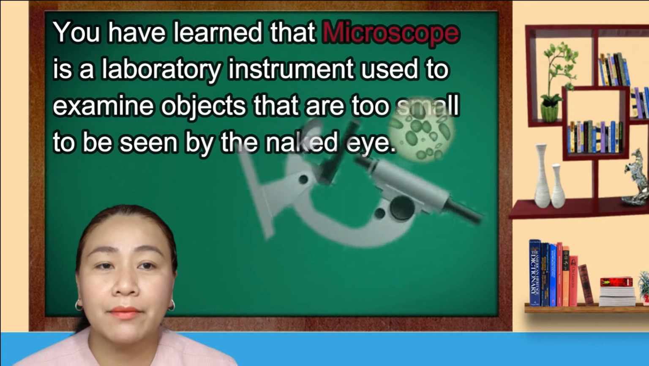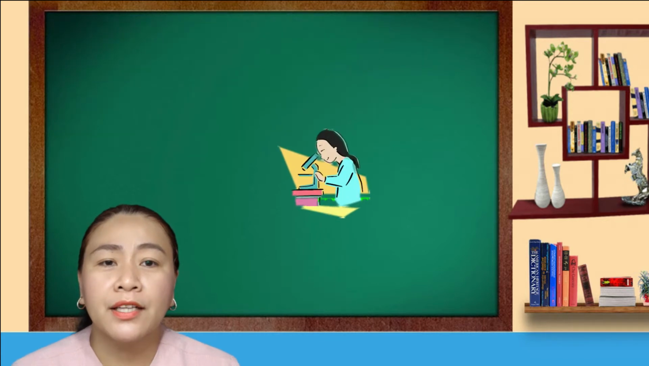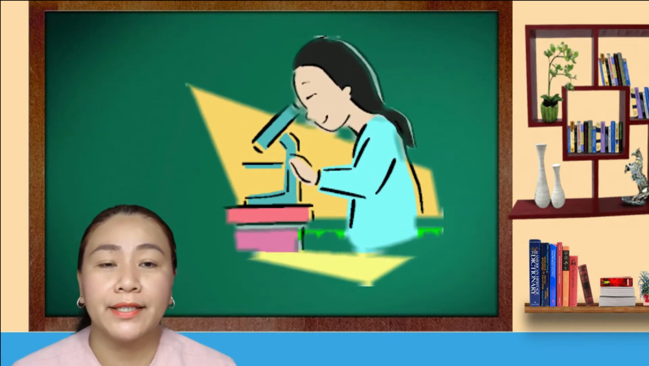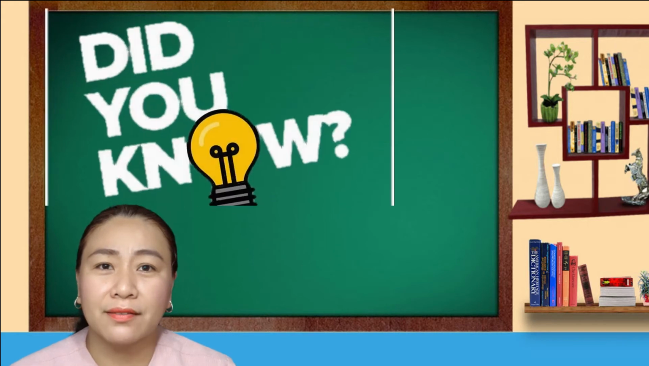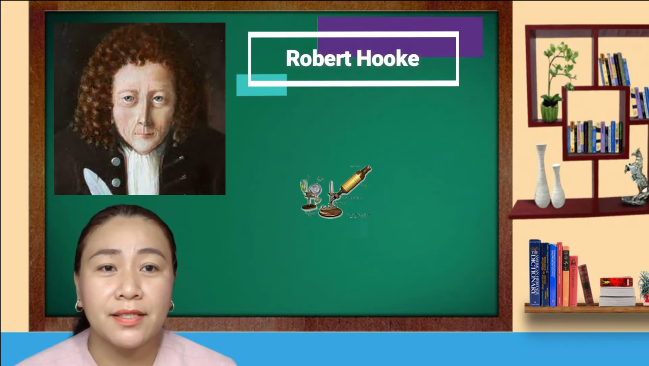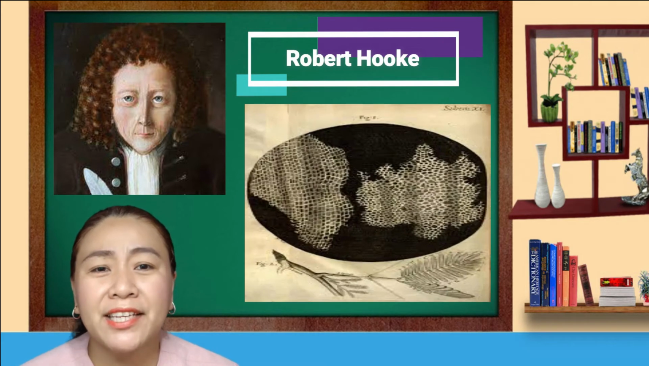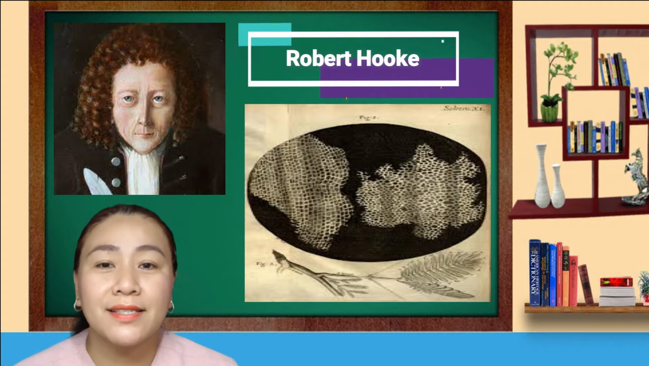You have learned that a microscope is a laboratory instrument used to examine objects that are too small to be seen by the naked eye. Did you know that Robert Hooke built the early microscope in 1665? He looked at the cork from trees and saw tiny boxes. He called them cells. According to the cell theory, all living organisms are composed of cells.